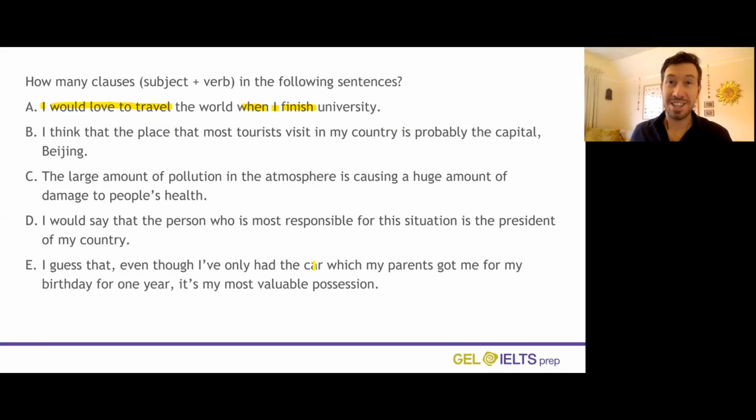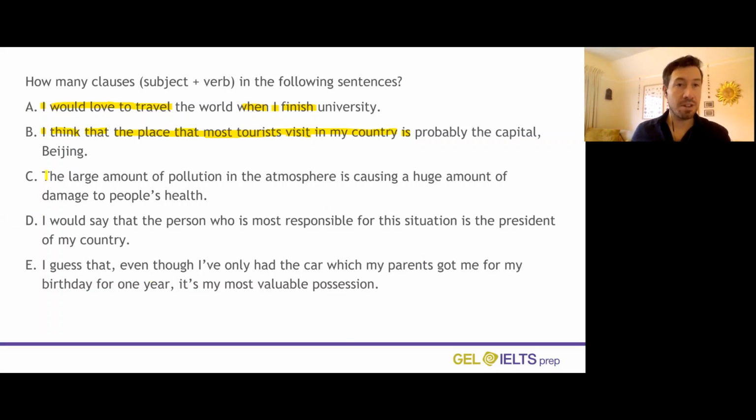Okay, so let's check these together now. Well, we can see here we've got I as the subject, think is the verb. We've got a relative clause here, so that means that most tourists is the subject here and visit is another verb. But then we've got the place that most tourists visit in my country. That's all one subject and is a verb. So we've got 3 subjects and 3 verbs. So we have 3 clauses. And we've got 2 linking words. That and that are the 2 linking words there.